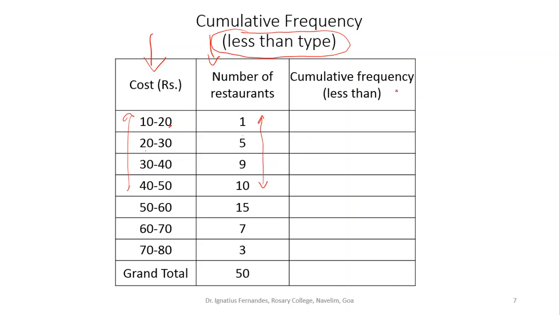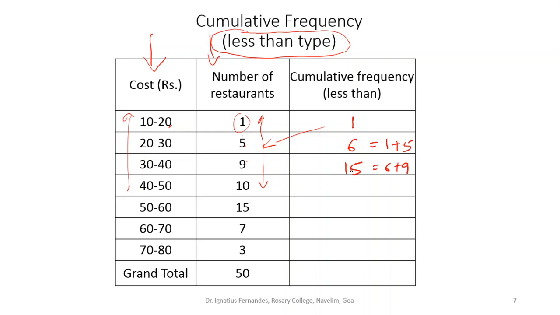Okay. So the way we calculate cumulative frequency, you start with the first value here, that is 1. To this 1, then you add this 5. So 1 plus 5 will get 6. Then the next value is 6 plus the next frequency value. So this 6 plus 9 will get 15.